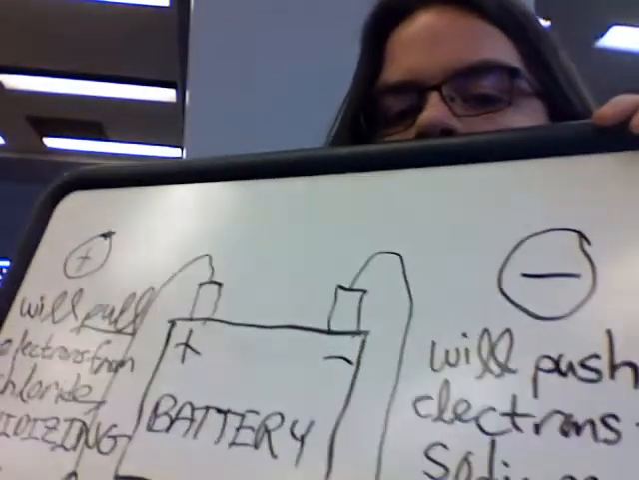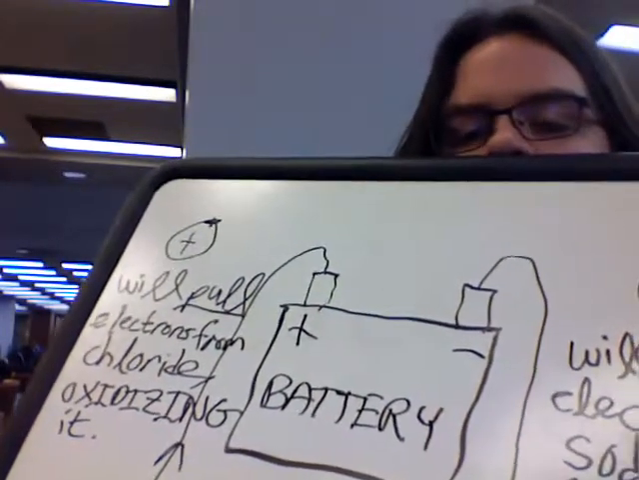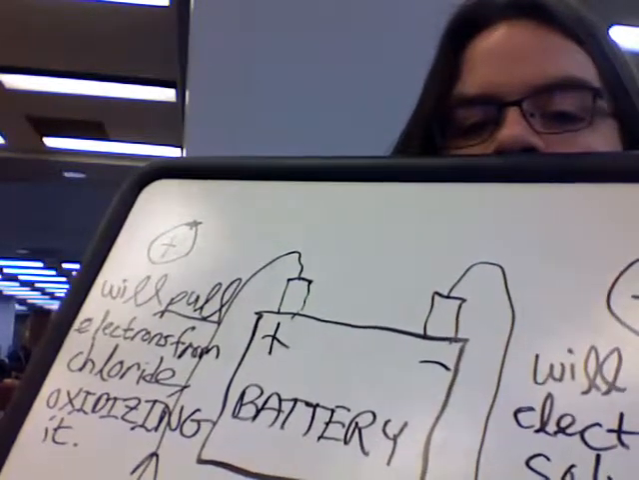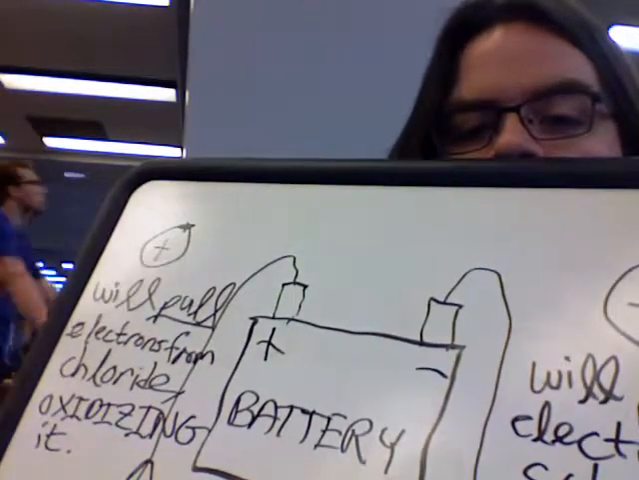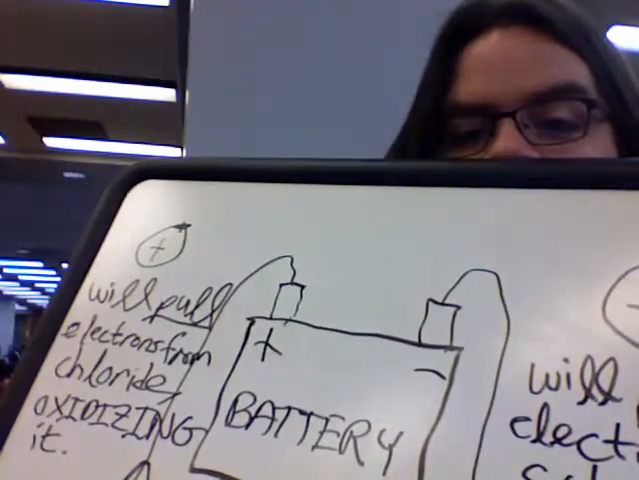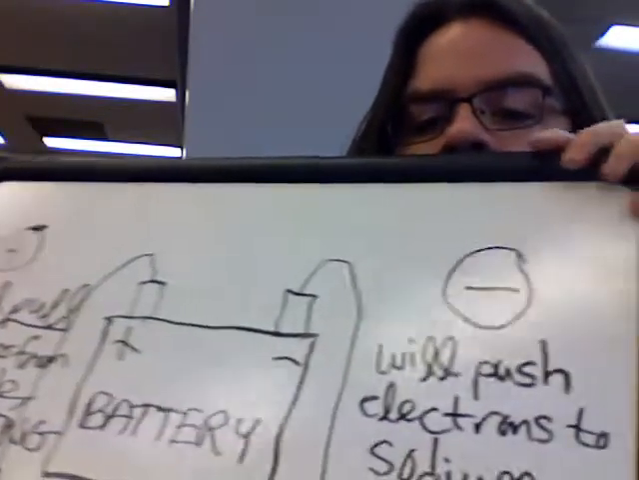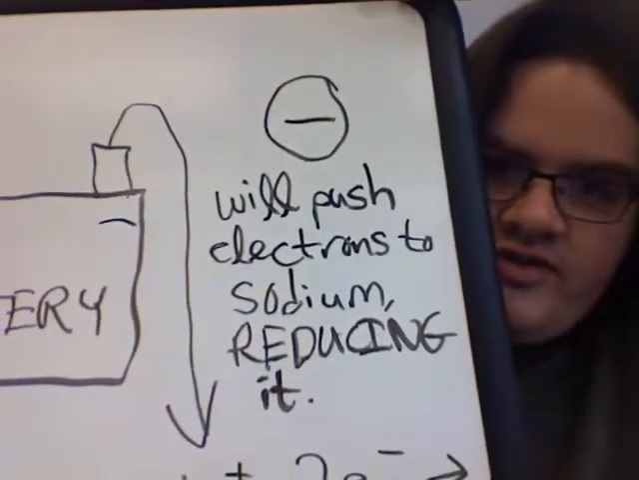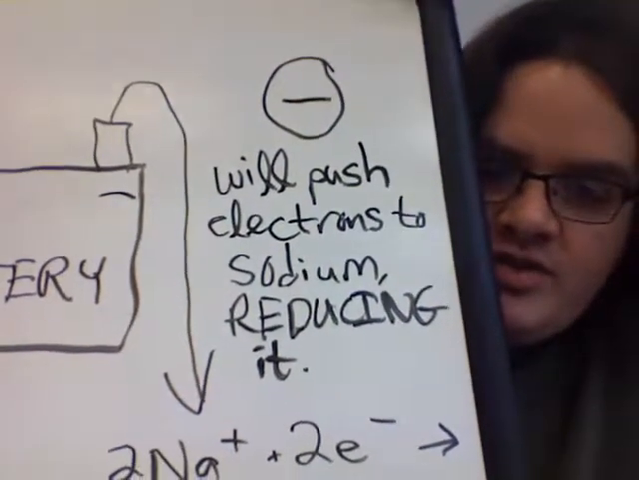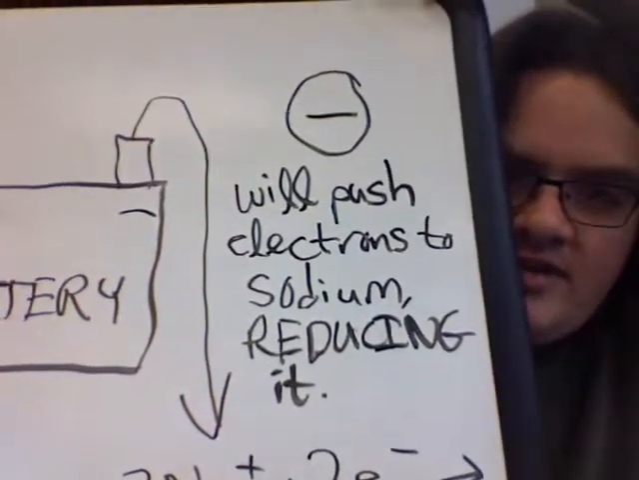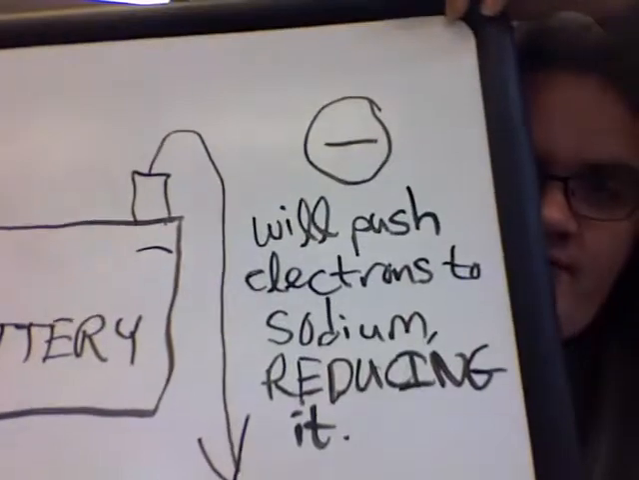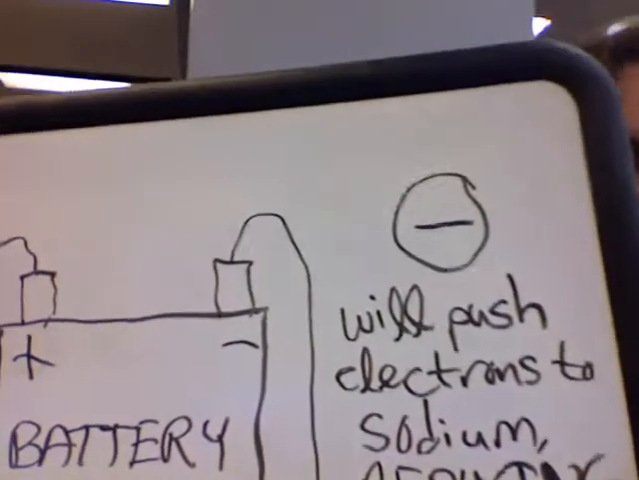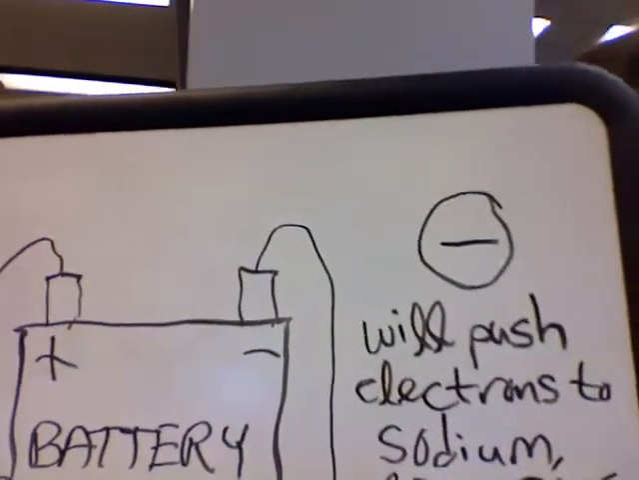So we have here the cathode end, which will pull electrons from chloride, oxidizing it. And then we have the anode end here, which will push electrons to sodium, reducing it. So for that we should understand that there are two half reactions that occur within the fact that table salt goes into its native elements here.